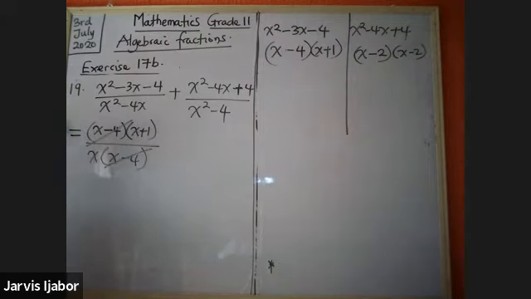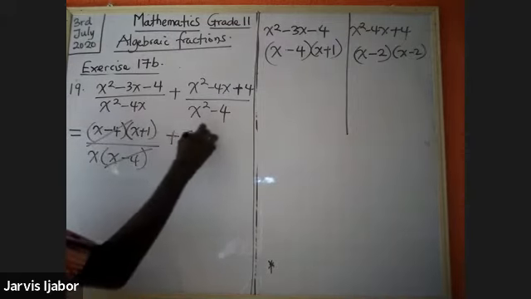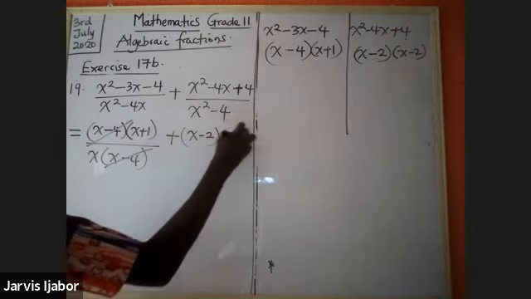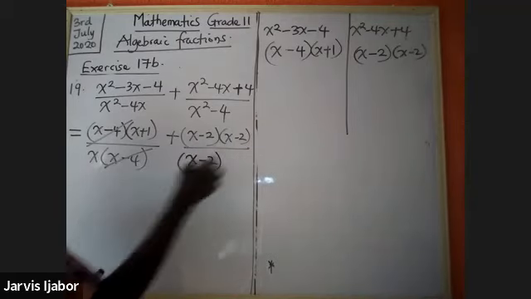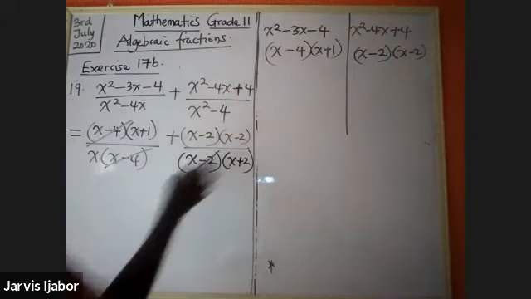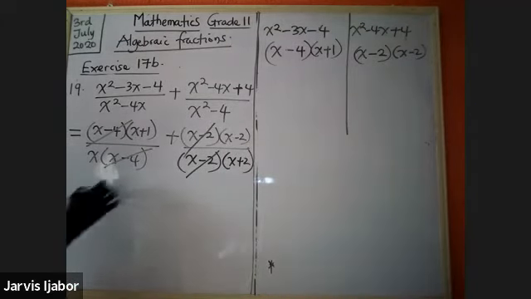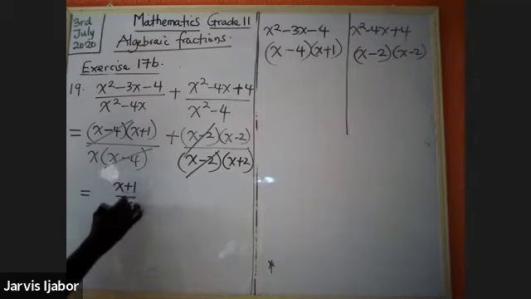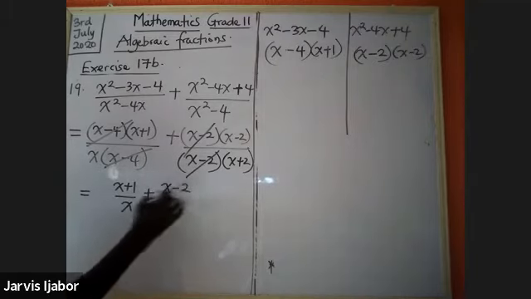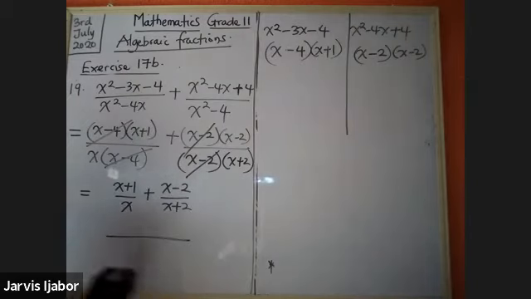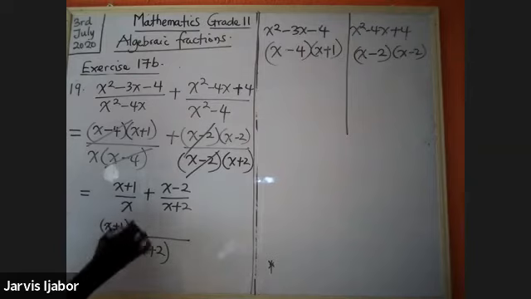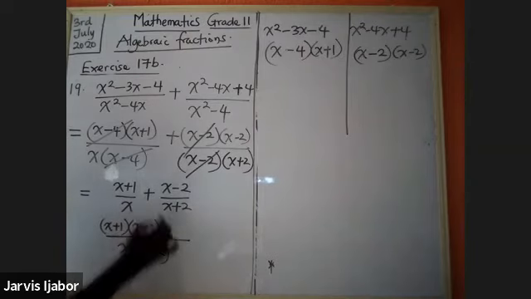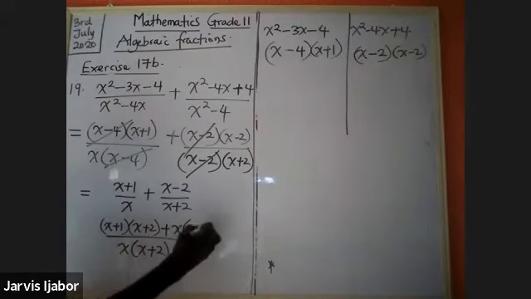So you see this one I can easily cancel out. Plus x minus 2 into x minus 2 divided by x minus 2 into x plus 2. So this will go with this. So what I have is x plus 1 over x plus x minus 2 over x plus 2. Now the LCM will be x into x plus 2. This divide this, I'll be left with this. So I'll have x plus 1 into x plus 2. This into this, I'll have x into x minus 2.